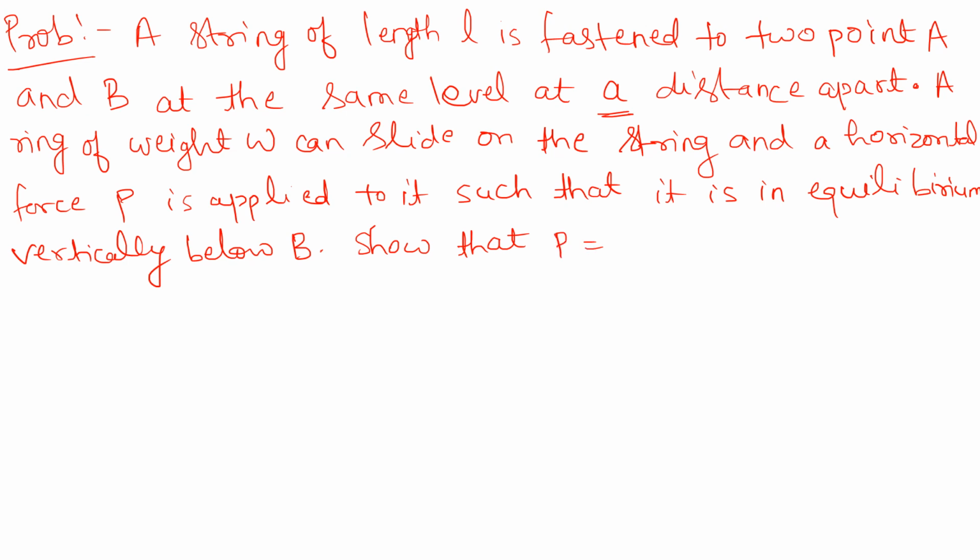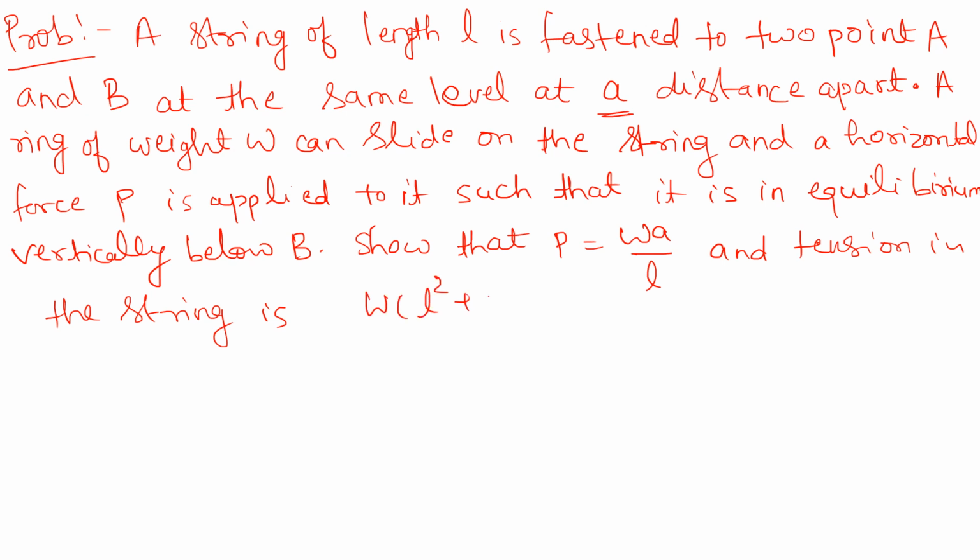P is equal to Wa by small l, and tension, that is T, tension in the string is W L square plus A square upon 2L square. Okay, you have to prove this. These two values should be proved in this problem.